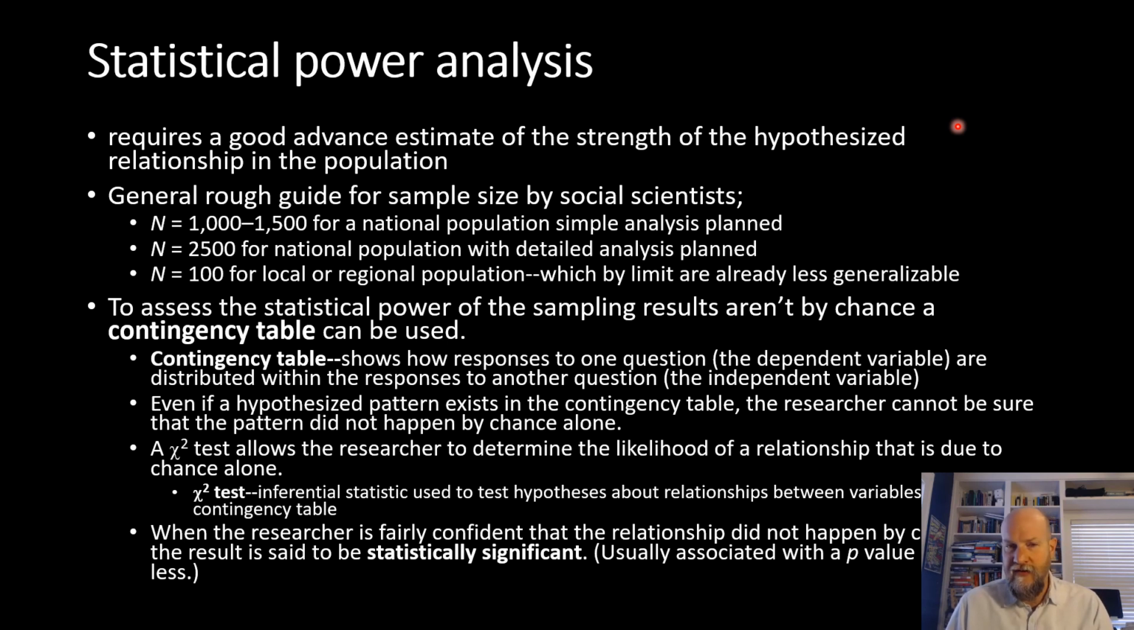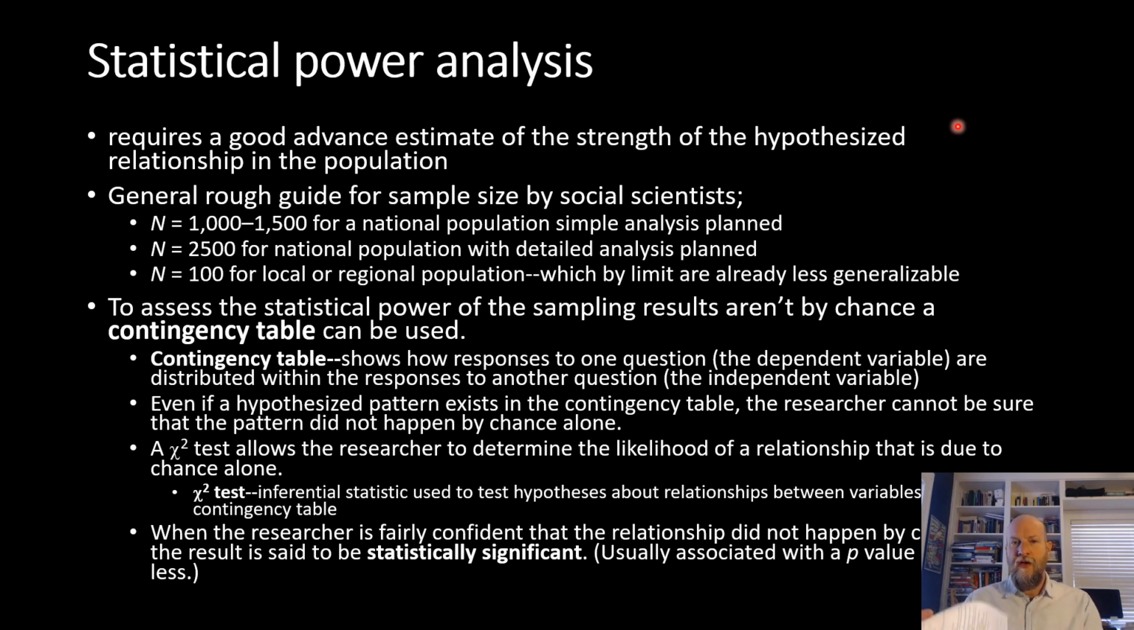about 1,000 to 1,500 people. If you're going to do some detailed analysis on a national population, you generally need about 2,500 people. If you're going to do a local or regional population, then maybe you can get away with 100. But of course, this puts a limit on how generalizable it is, right? Because now you're only dealing with a small regional or local population. So these are very, very rough estimates that social scientists usually start with.